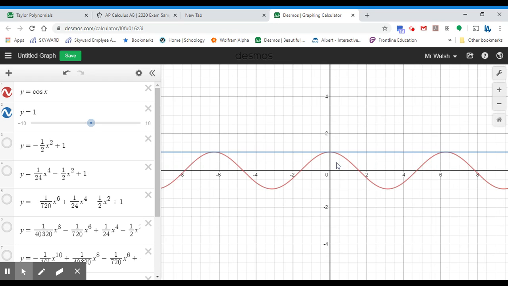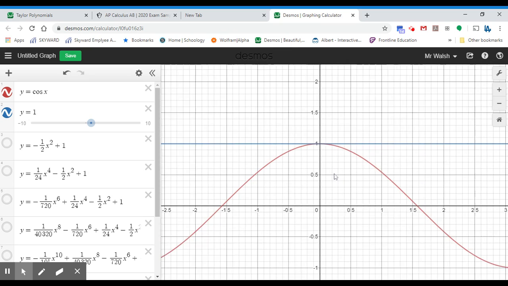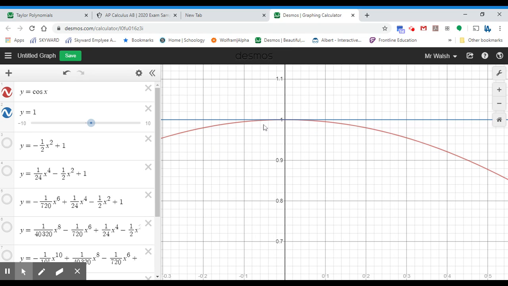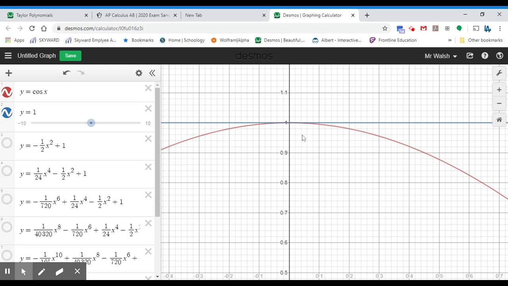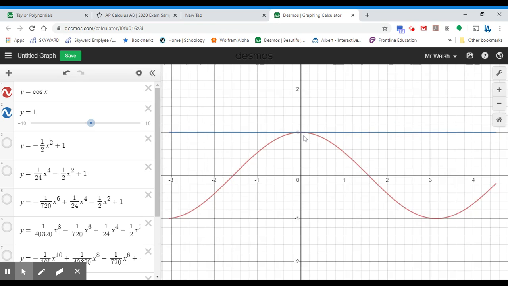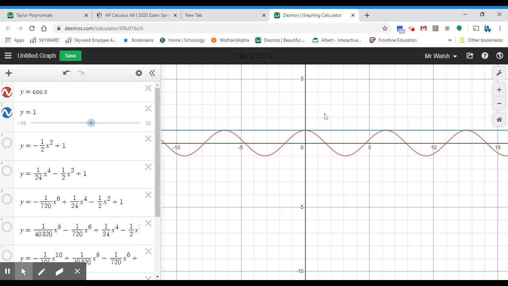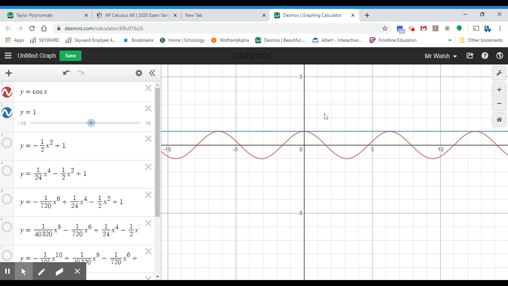And if you remember what we did, this line has values very close to the cosine around 0. So it hugs the cosine graph very, very close. But you can see as we zoom out, it doesn't come close to the cosine of these values, and then it gets lucky over here, and so on. So we're going to use now polynomials of higher degrees to approximate this. So I just want to show you that.